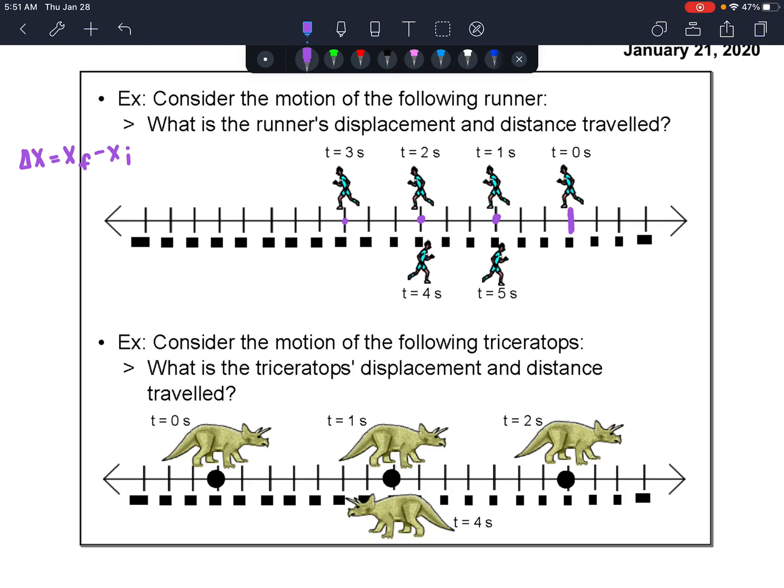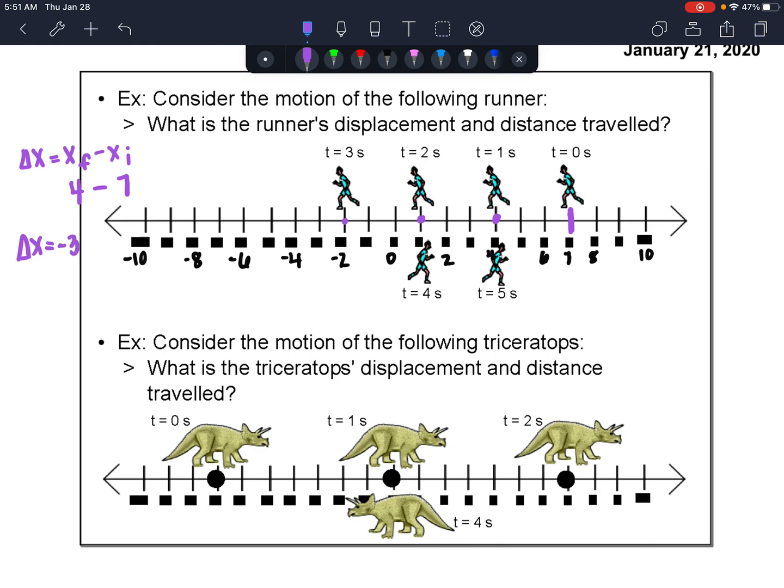That being said, my initial position is at, oh, I forgot to number this, -10. I'm just going to skip: -8, -6, -4, -2, 0, 2, 4, 6, 8, 10. Okay, so they started, this must be 7. So they started at 7 and they ended at 4. So I'm going to take 4 minus 7, and my displacement ends up being -3.